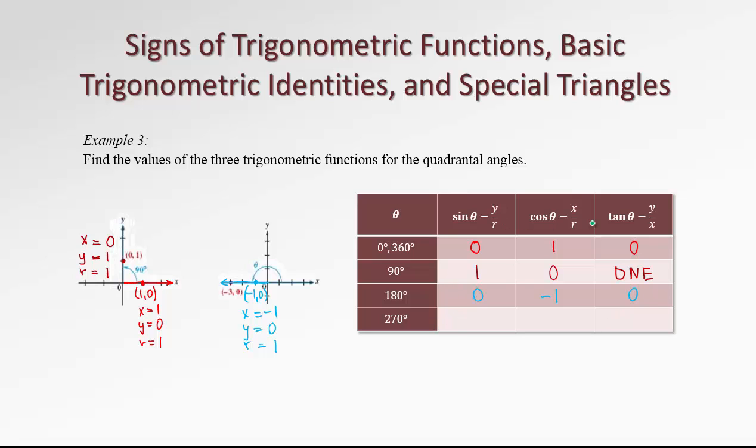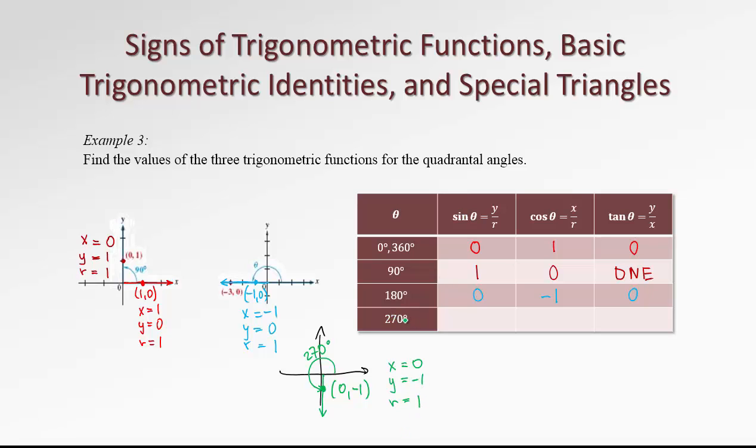Finally, all trig functions of 270 degrees. This time we are looking at a point on the terminal side of 270 degrees, which is the negative y-axis. Again, we can choose an easy point, for example, (0, -1), and we can list x, y, and r for this particular point. X is 0, y is -1, and r is 1.